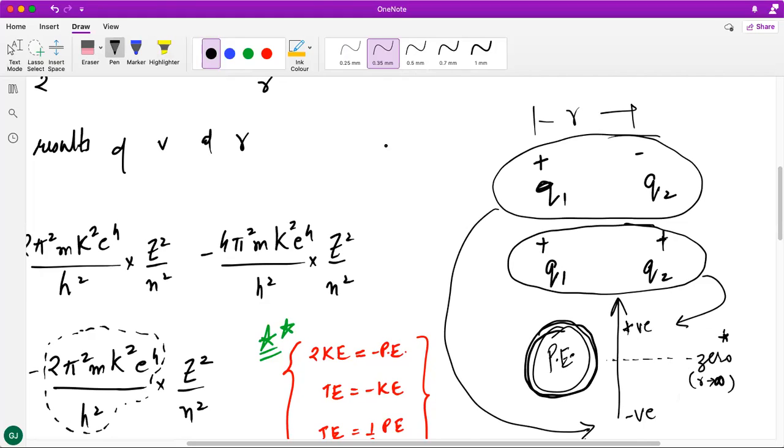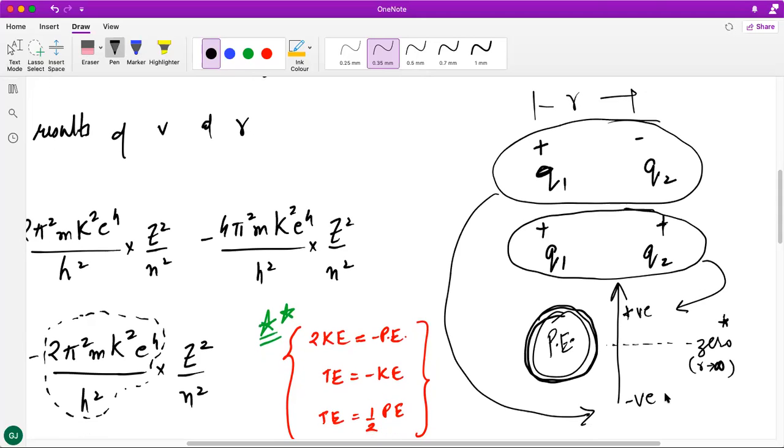Like you must have studied with gravitational potential energy, that we define a certain reference. Say this is height 0. Above this, positive gravitational potential energy, below this, negative gravitational potential energy. In the same way, the nucleus is the positive charge and electron is the negative charge. So it will come in the negative region.